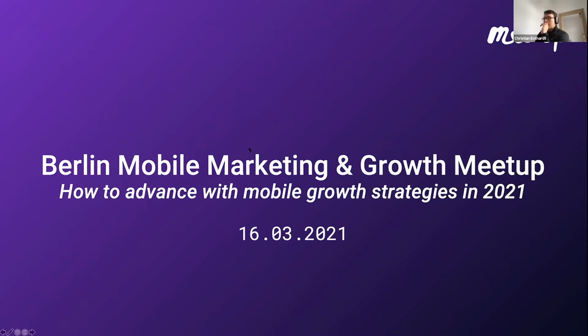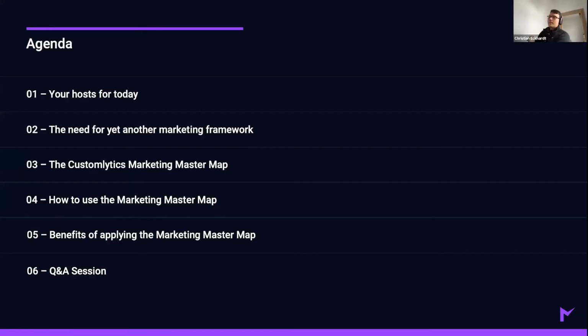Before we get to that, let me quickly get to the agenda. First up, I will introduce you to the actual host of today. Then we will discuss why or what other marketing frameworks do exist and why we thought you need yet another one. We'll talk about the Customlytics Marketing Master Map, which is the name of the framework, how to use it and how to apply it. And then in the end, very important, there's time for questions and answers, hopefully answers. Anytime you feel like it, you can drop a question in the question field in Zoom, and we'll pick that up in the end and you can get your questions answered.